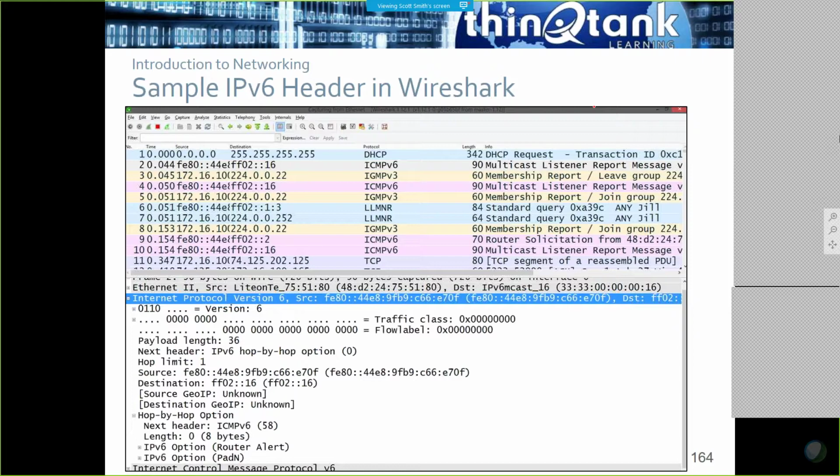Source address, destination address. Of course, the addressing is completely different. Here we see a bunch of weird numbers and letters for our addresses. But we're going to learn about that in the next couple of slides. Okay? So that's really where the header ends, where you see destination. All the rest of that stuff after that is the next header.